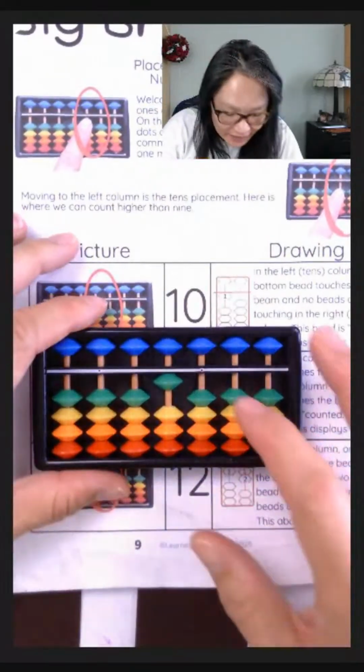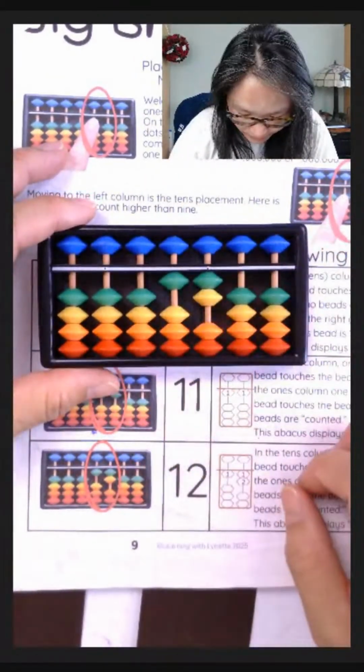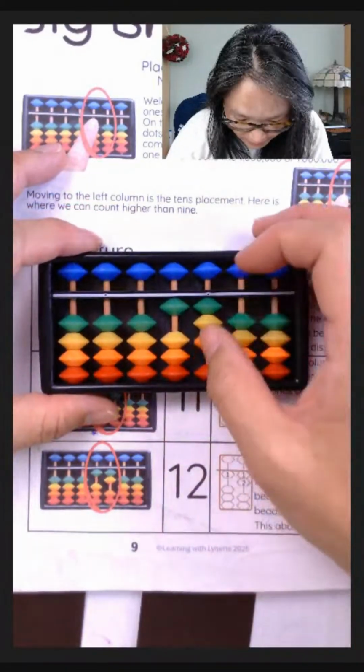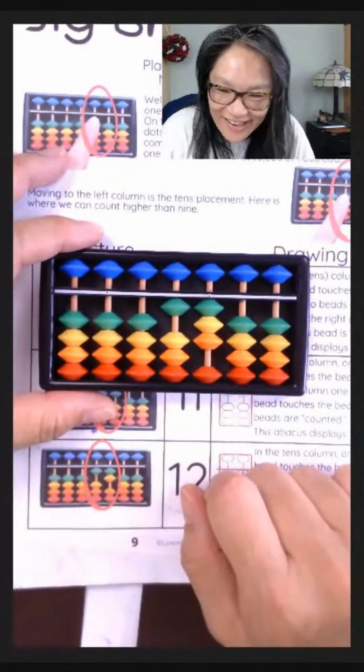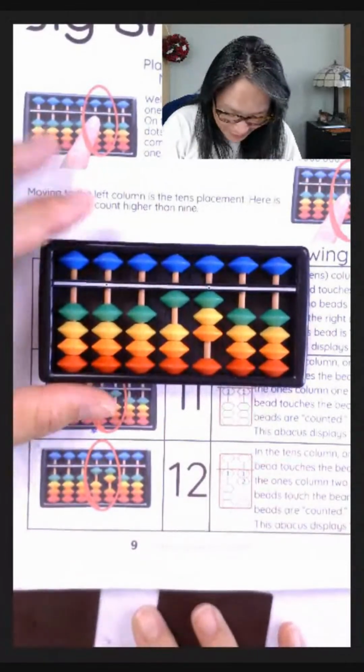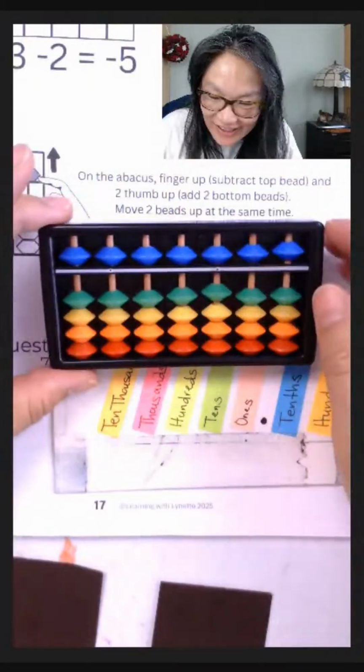11, 1 and 1. 12, 1, 2. 13, 1, 3. Right? It's funny. It's so simple, but it's funny. Like people get tripped up on it. I think it's funny.